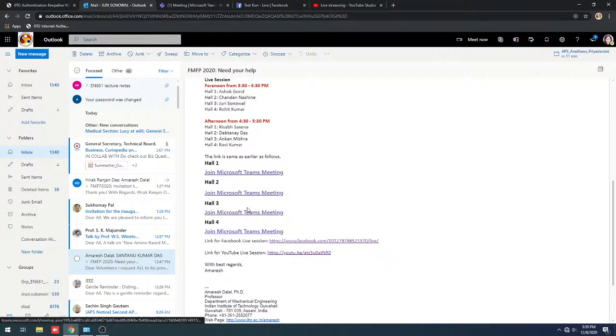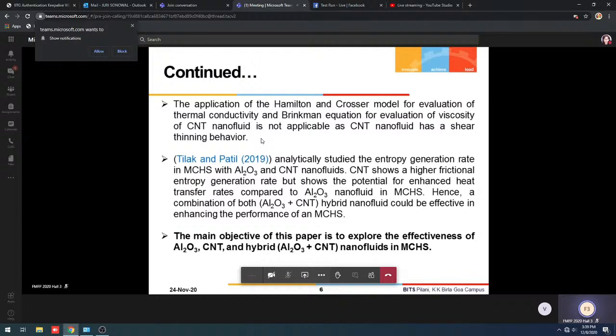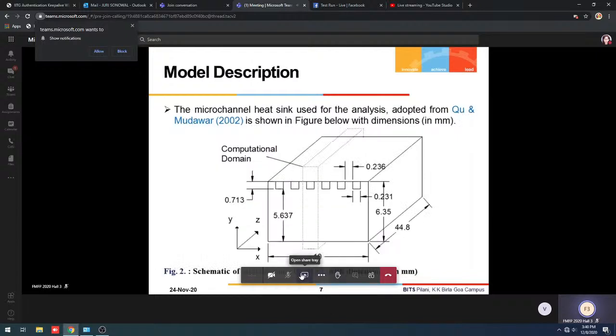A shear thinning behavior, and to explore the effectiveness of the hybrid nanofluid in the microchannel heat sink. In the present work, the microchannel heat sink for the analysis was adopted from Qu and Mudawar, 2002.